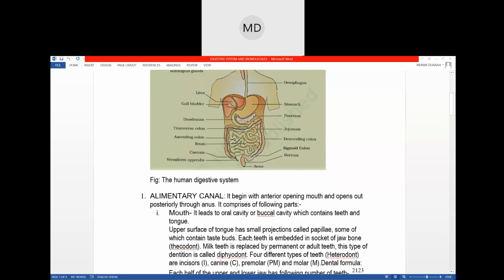And then there are teeth. Teeth are of four types. How many teeth do adult human beings have? There are 32 teeth. The last four teeth are known as the wisdom teeth. But most people do not have those wisdom teeth.